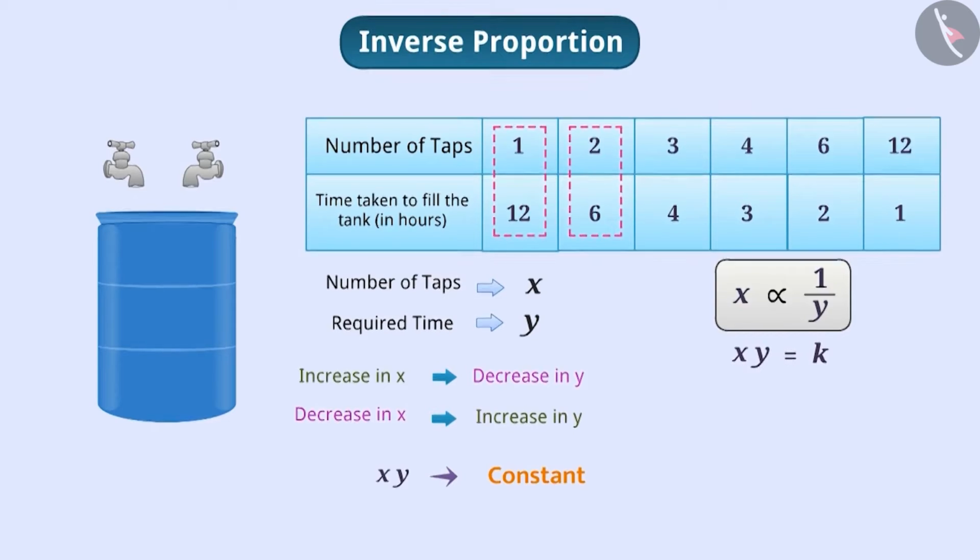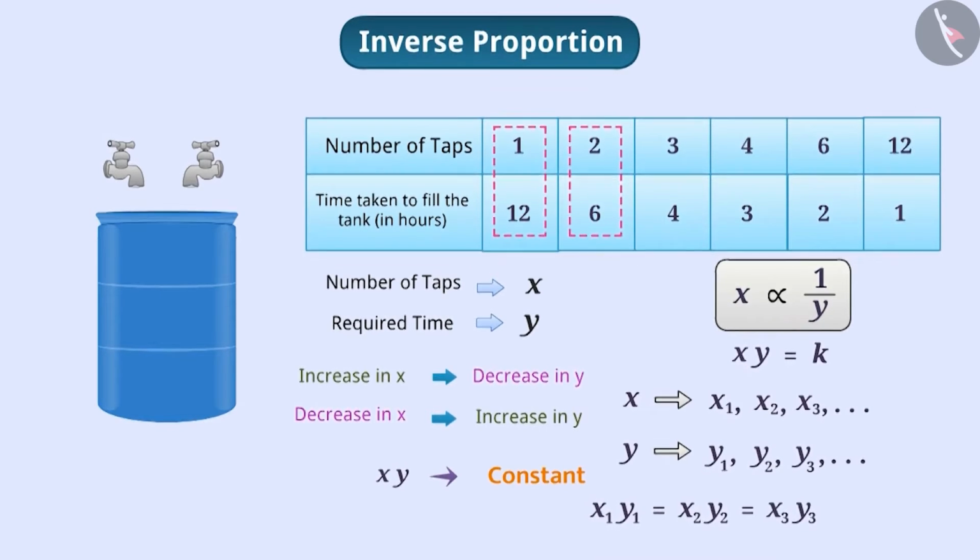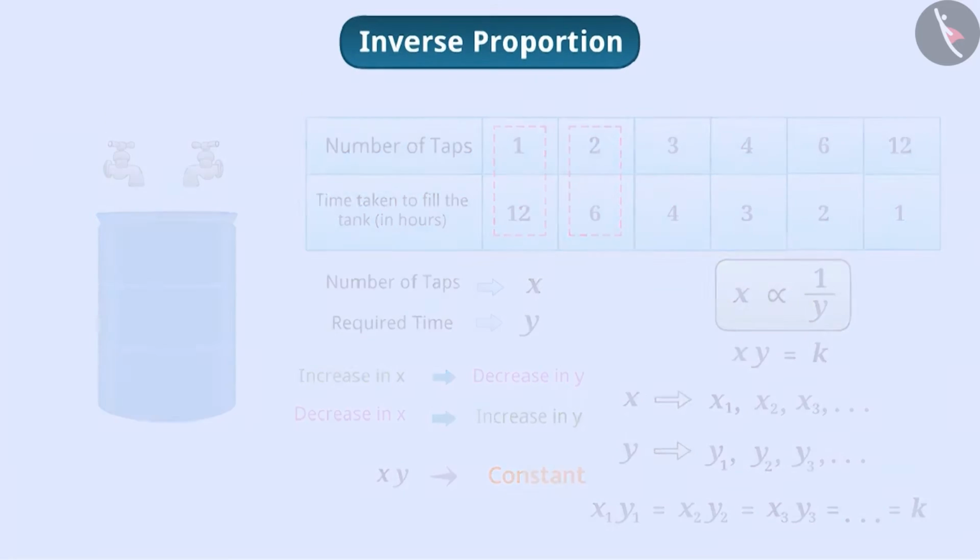In such a case, if the values of x are x1, x2, x3, etc., and the corresponding y values are y1, y2, y3, etc., then x1 y1 is equal to x2 y2 is equal to x3 y3 is equal to etc. is equal to k. Let's look at some of the day-to-day conditions where inverse proportion occurs.